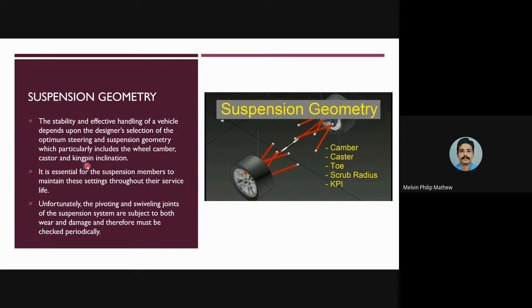So these geometries that are present in steering geometry are also present in suspension geometry. So these also help in suspension. So you can say this is kingpin inclination, what is shown here.